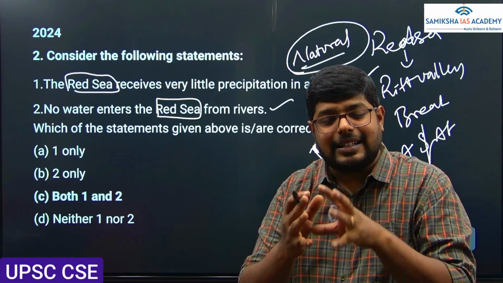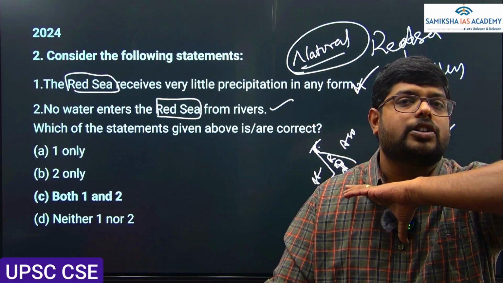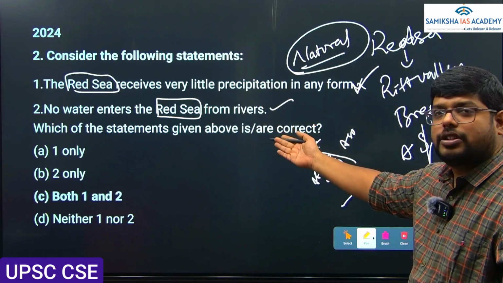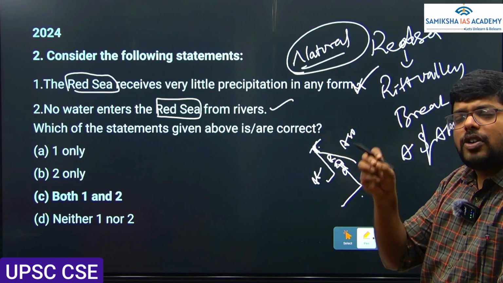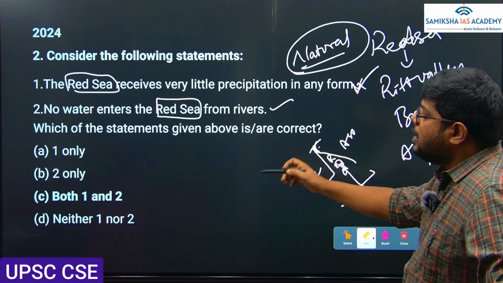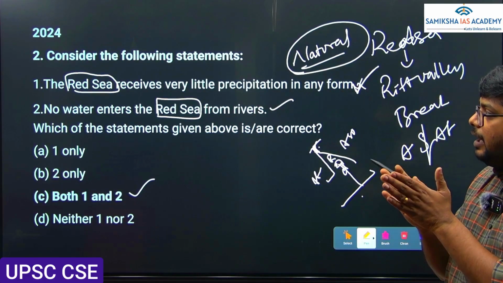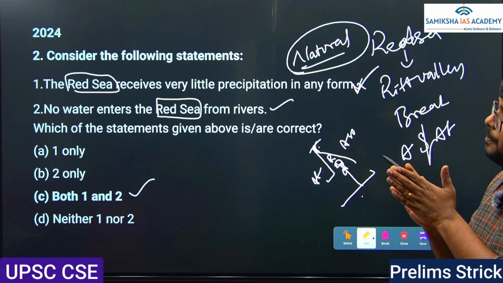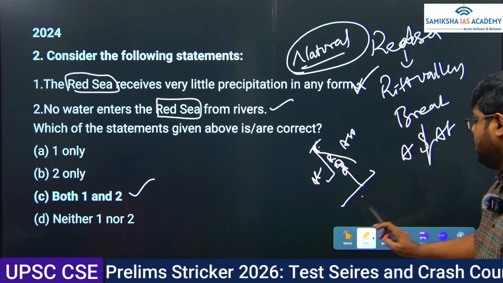Let us analyze like this. The Red Sea is a nature's mistake, right? When there is a nature's mistake, nature will not give anything to it. That is the question. See, this is what is important in UPSC. Common sense. Always think with common sense, right? Here the answer is both 1 and 2. We are not giving importance to what is asked in the question; here we are holding the grip of the keyword.